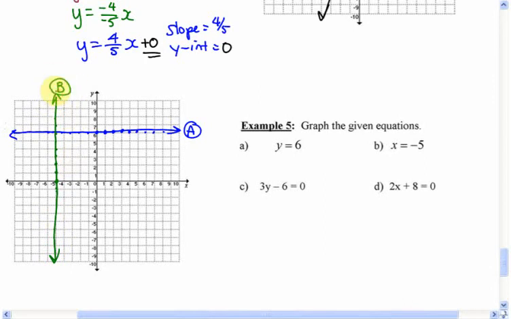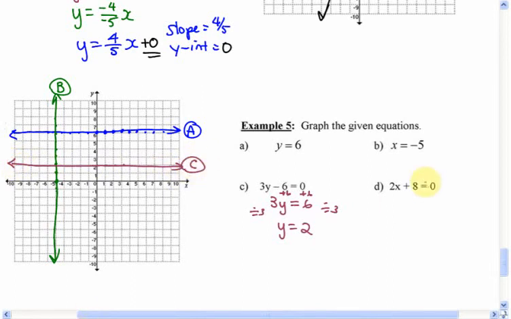What about C and D? Well, you might want to solve for one variable. Since there's only one variable, all the other lines had two. That's why they were slanted. So let's just go ahead and do this. 3y equals 6. Let's move the 6 over to the right-hand side. We'll divide both sides by 3 now, and we'll get y equals 2. Where is y equals 2? Here, here, here, here. So you bet it. Another horizontal line at the value where y equals 2.